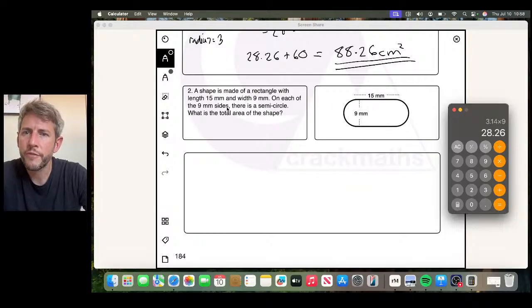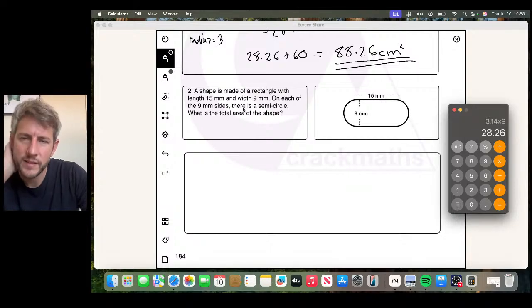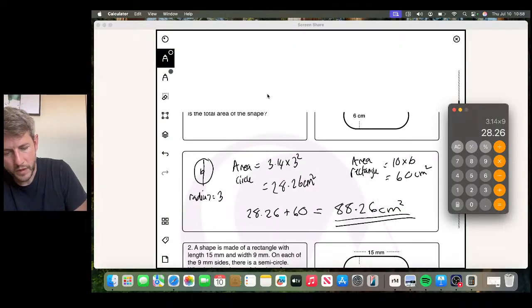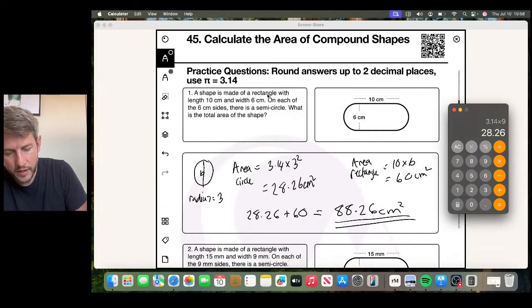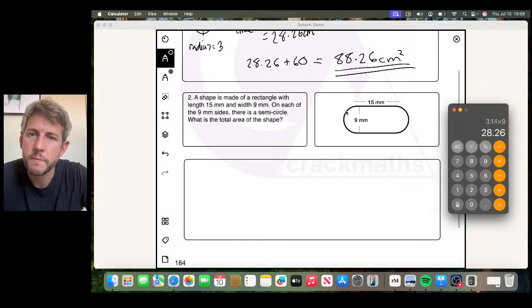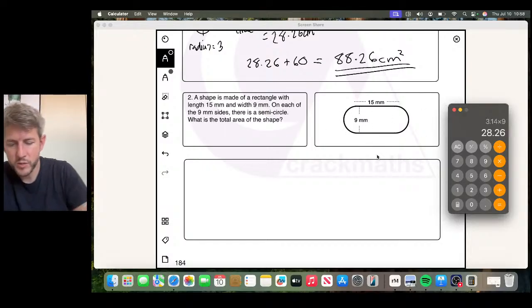On each of the 9 millimeter sides, no, that's not right. Let's just read this first one again. On each of the 6 centimeter, no, that is right. On each of the 6 centimeter side, there is a semicircle. What is the total area of the shape? That is fine, because this is on the 6 centimeters. This is on the 9 millimeter side. So on each of the 9 millimeter side, there is a semicircle. What is the total area of the shape?